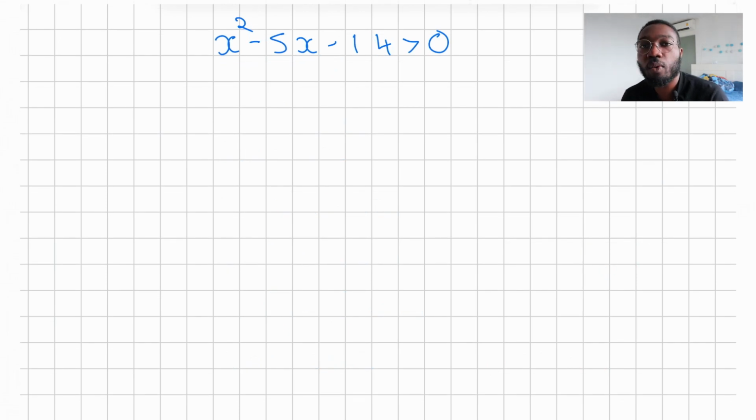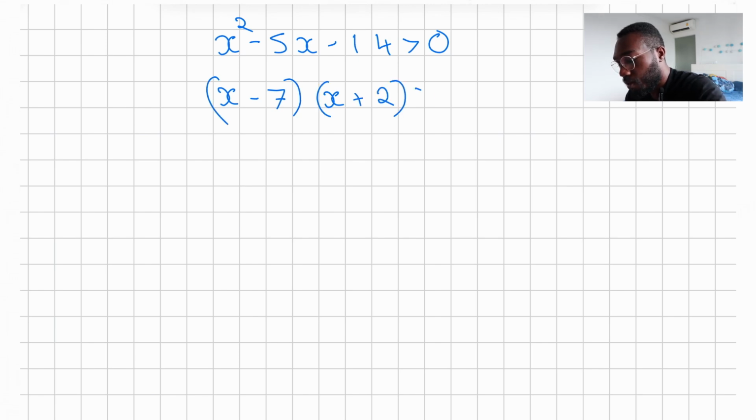The first one will be x squared minus 5x minus 14 is greater than 0. We need to look at the set of values of x. So again, just factorize. We need two numbers which sum to make minus 5 and multiply to make minus 14. That will be x minus 7 and x plus 2. If we work them out, x is equal to 7 and x is equal to minus 2.